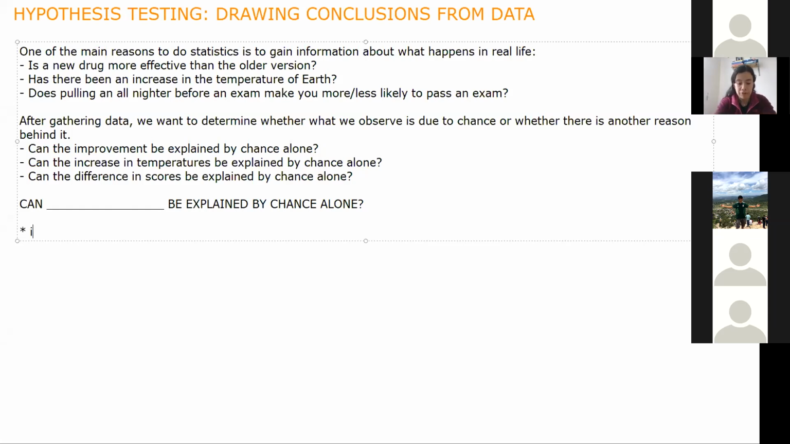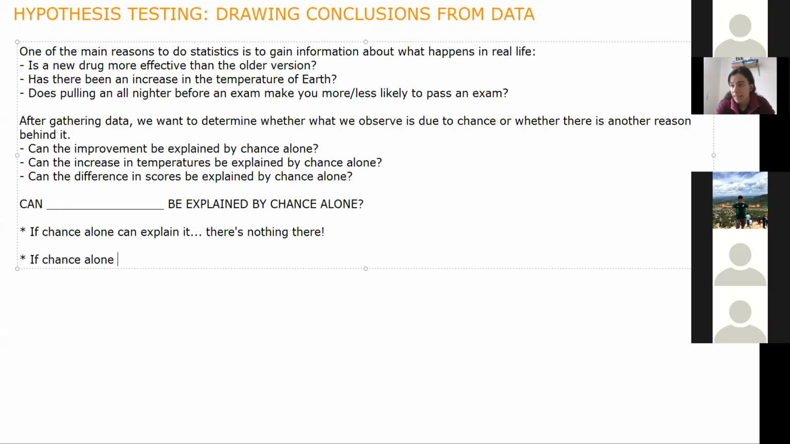So if chance alone can explain it, whatever it means, so either the temperatures or the improvement in the scores or the effect of the drugs, then there's nothing there. I don't have anything to worry about. There's nothing worth noting.